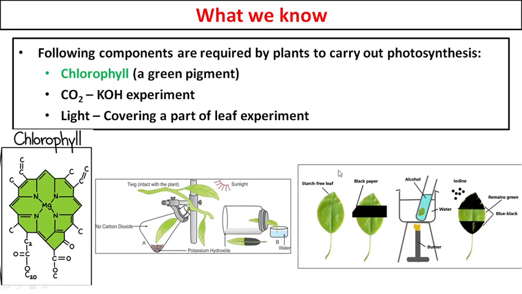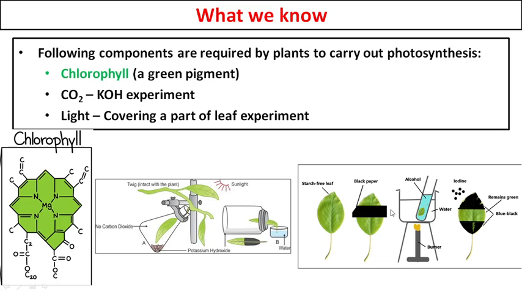Last thing was light. This also, I hope you have done this experiment, very simple experiment. You take a leaf. On that leaf, this could be done even on a living plant. Okay, it does not have to be broken off. So on that leaf, you keep a black colored paper. Okay, so that the sunlight does not fall on that part.